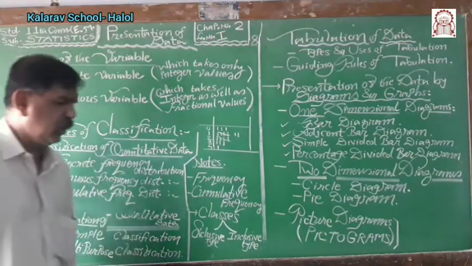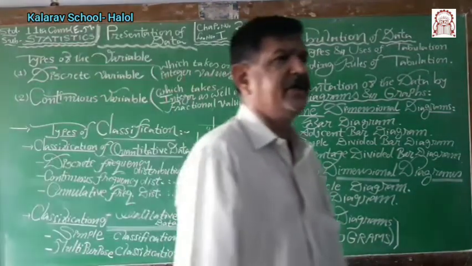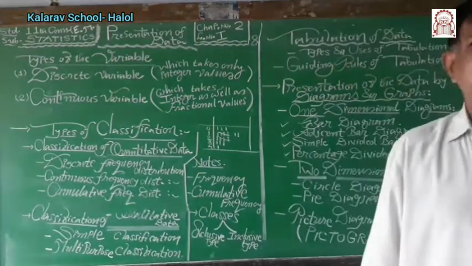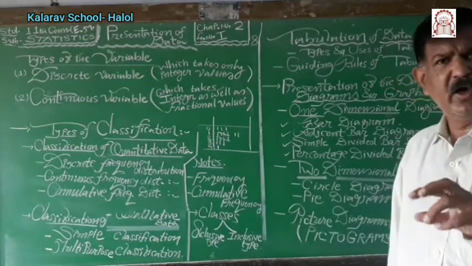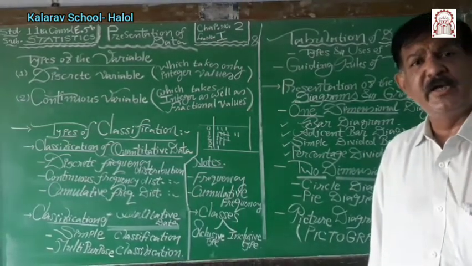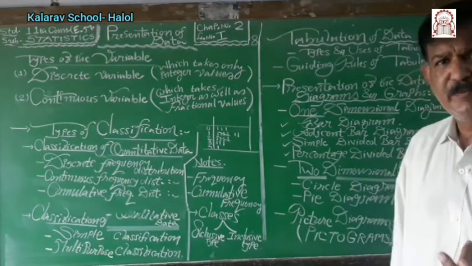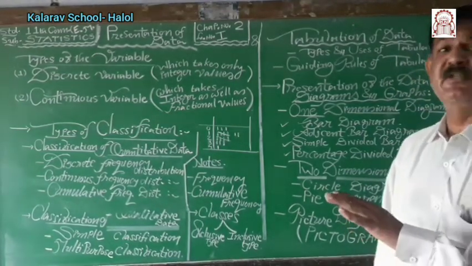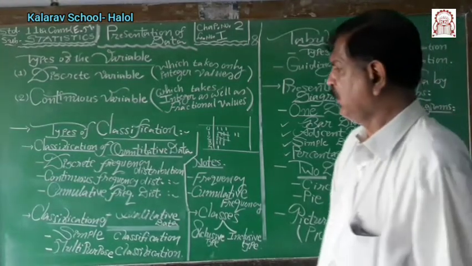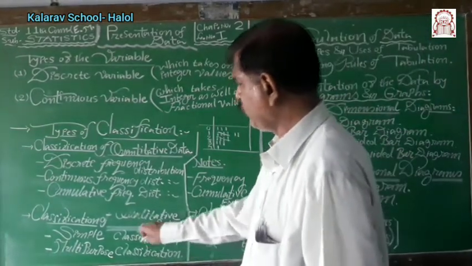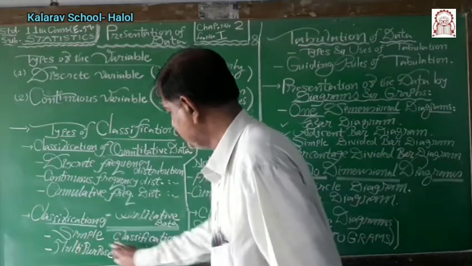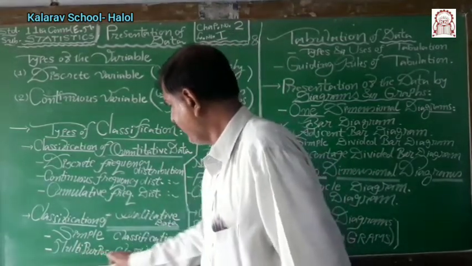Classification of the qualitative phenomenon. Qualitative phenomena are such as married or unmarried people, tea drinking habit and not tea drinking habit, eyesight of the father, eyesight of the son. These are the qualitative phenomena. Classification of the qualitative data: how to classify the data? Simple classification and multi-purpose classification.